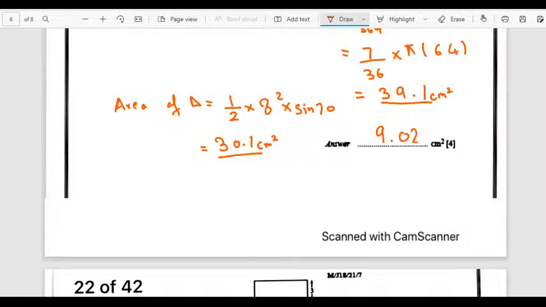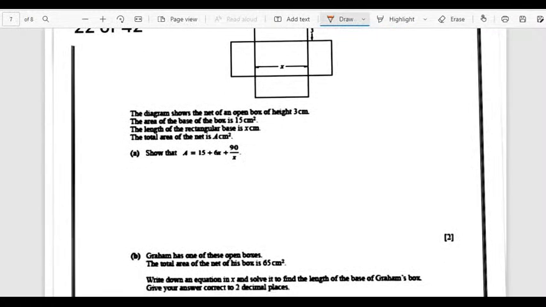Exactly. So one thing that I shouldn't have done is, whenever we are finding the answer, never ever round off the answer, right? We just rounded off 39 point something something to 39.1, and here as well. So it's good that you keep the answer in at least, let's say, 3 decimal places, find the answer and then round it off. Okay, so the answer would be 9.02 centimeter squares, right? Okay, next we have another question, that is this one.